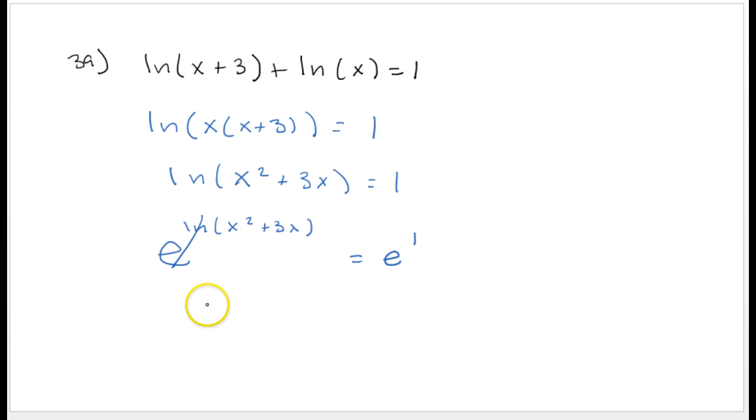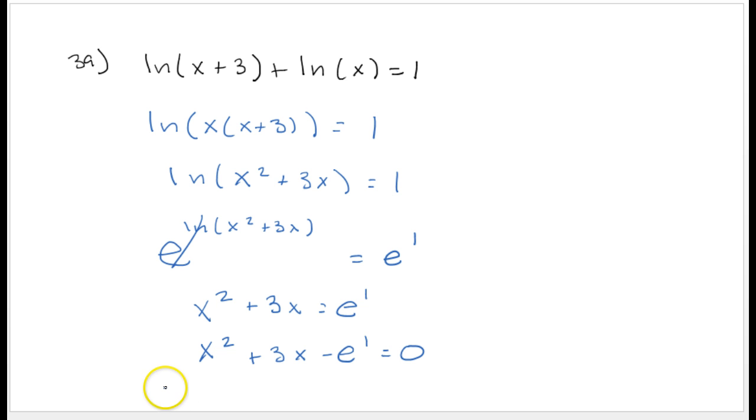This goes away. We're left with x squared plus 3x is equal to e to the first power. What we notice here is that this is a squared term, so if we subtract e to the first power from both sides, we get x squared plus 3x minus e to the first power is equal to 0. We can then apply the quadratic formula and figure out the solutions to this.